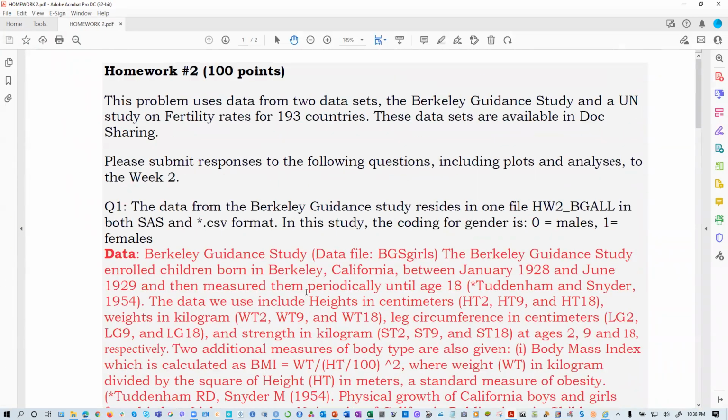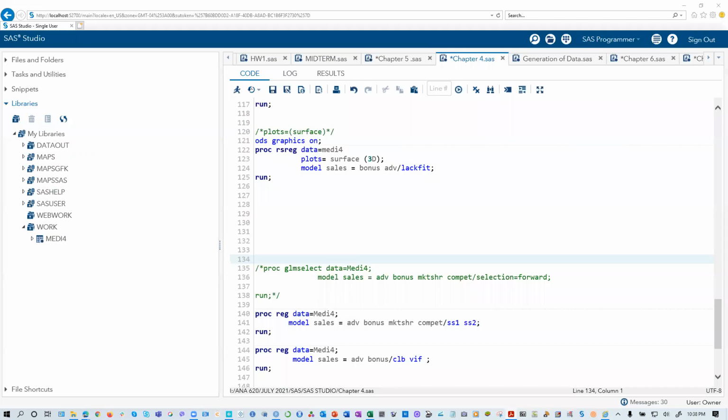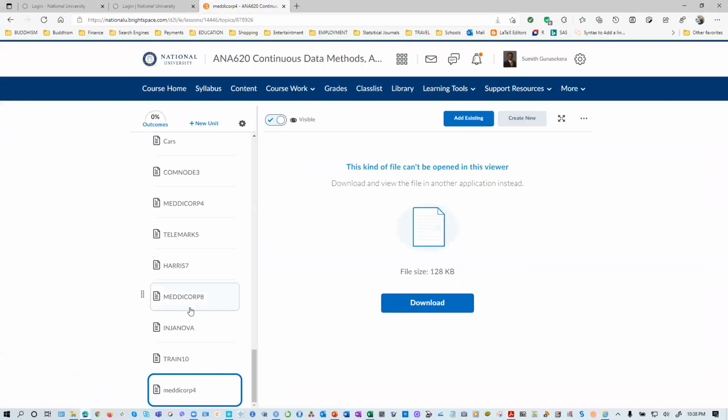So, homework. This problem uses data from 2 data sets: one is the Berkeley Guidance Study and the other is a UN study on fertility rates from 193 countries. These data sets are available in doc sharing. We definitely don't have all of this. I'm going to go ahead and put this one up right now.